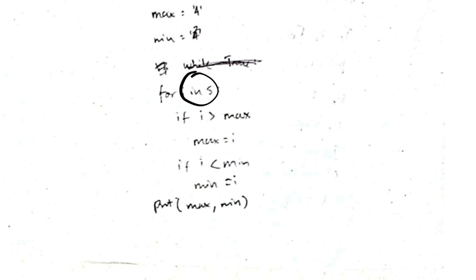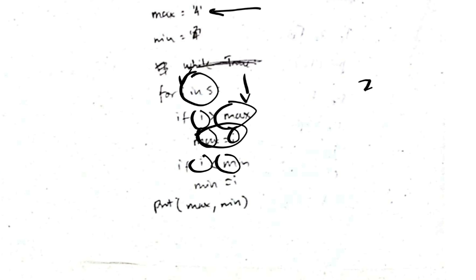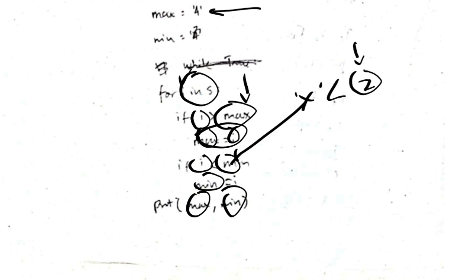Again, I'll be doing the same for loop, and I'll be checking for i, if it is greater than max, then max will become i. Max is initially the least letter, which is capital A, right? When I get any letter which is more than that, I'll be updating that. And if I get a letter which is less than min, min is initially the maximum letter, which is Z, and when I get a letter which is smaller than that, I'll be updating the min. Then I'll just print the max and the min letter.